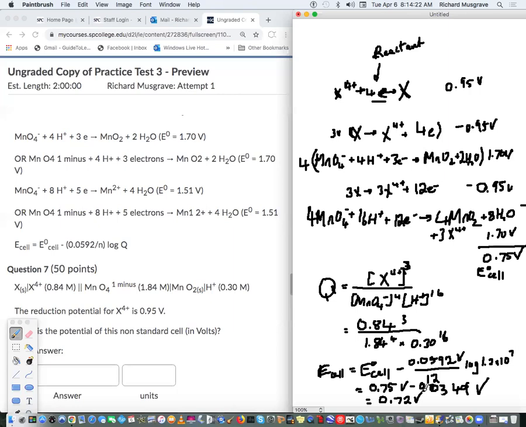You would, yeah. That's the thing. If the reduction potential you were given, in this case it's positive 0.95 volts, that could be negative, Katie, and if it was, you'd have to switch it to being positive. Okay. And then you would add them together, yeah.